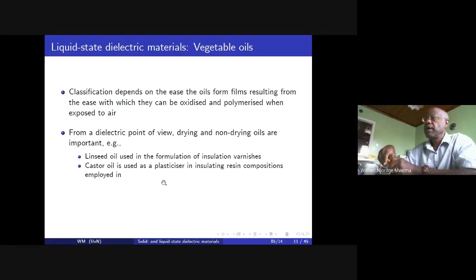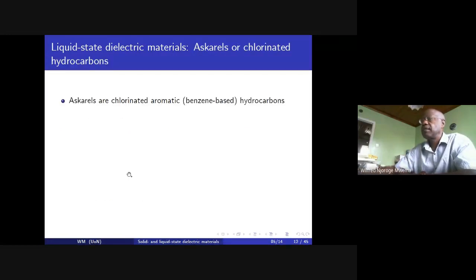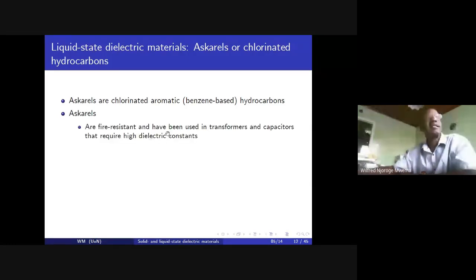We have castor oil, which is used as a plasticizer in insulating resin compositions employed in structural insulation materials. We have coating compositions in electrical equipment, and askarels, which are chlorinated aromatic benzene-based hydrocarbons. Askarels are also fire resistant, and therefore their use is usually very useful.